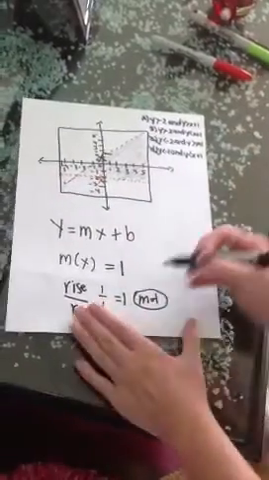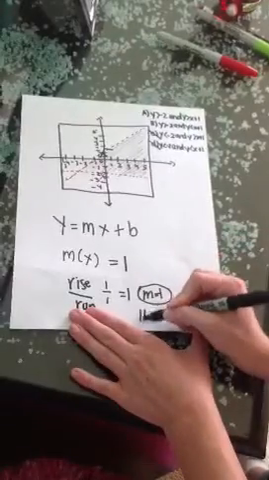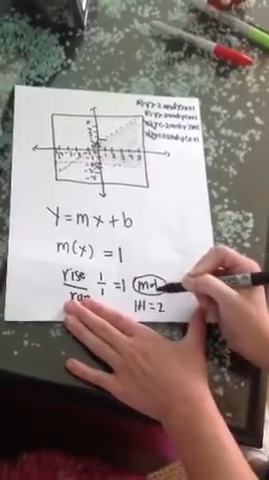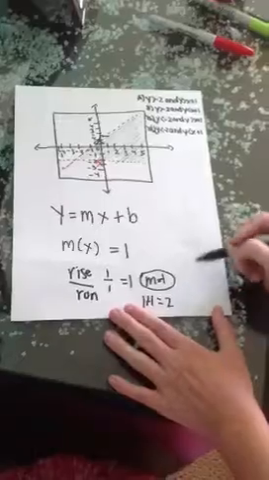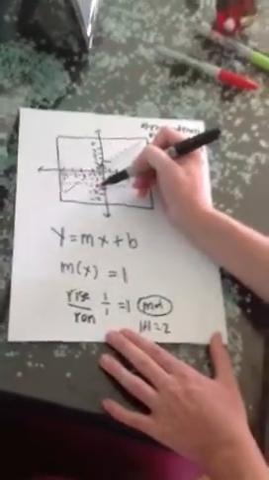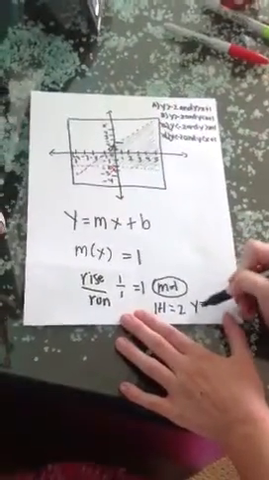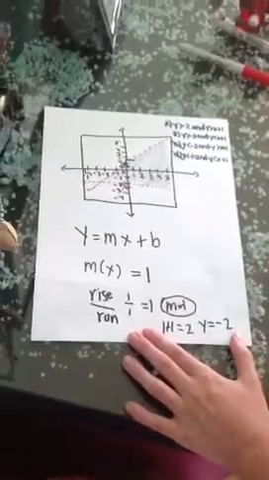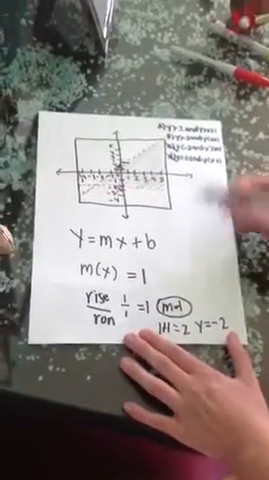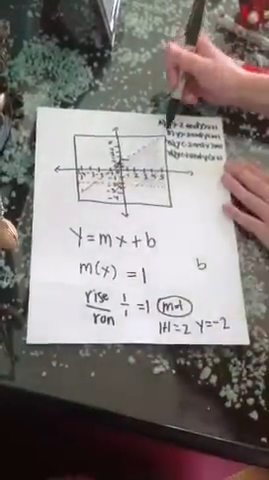We know that 1 plus 1 equals 2. And our y value is -2, because we got that when we were up here, which we marked right here. So our y equals -2. So the correct answer is B, because it can't be the others.